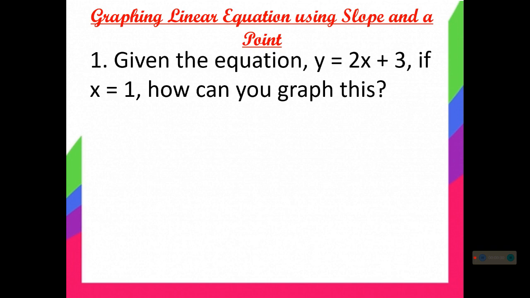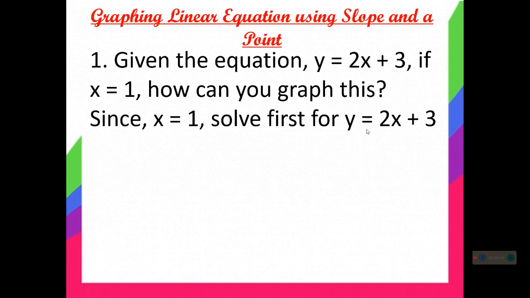This time, if you are given the equation y equals 2x plus 3, if x equals 1, how can you graph this? You are going to solve first for the variable y. Since x is equal to 1, we have y equals 2 times 1 plus 3. You substitute 1 in place of x because we have the condition that x is equal to 1. So again, y equals 2 times 1 plus 3, and then you solve. So y equals 2, because 2 times 1 is 2, plus 3.